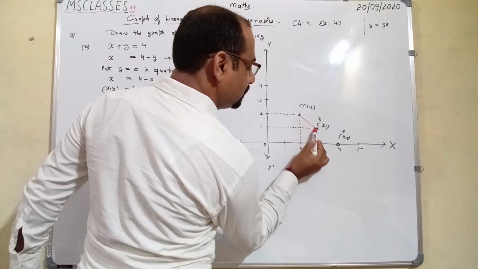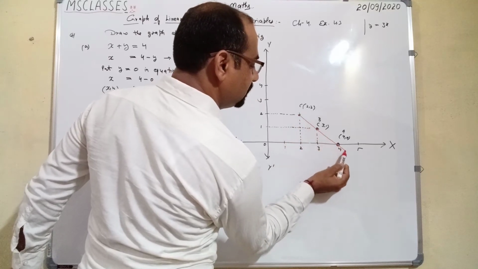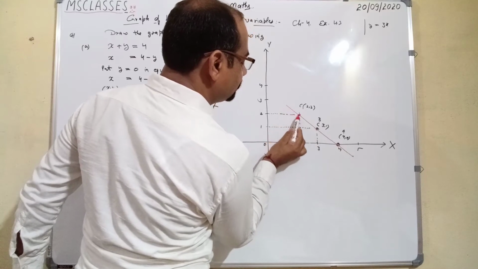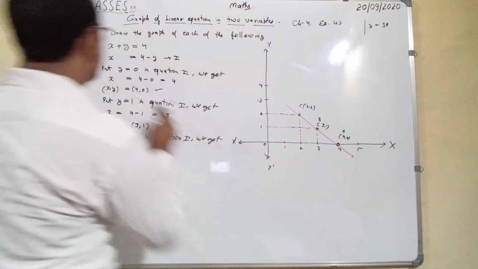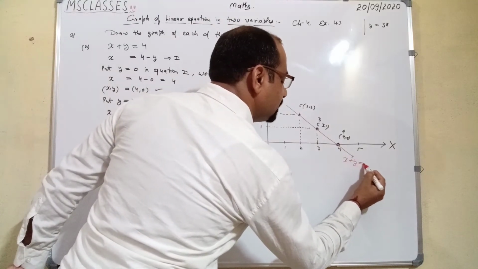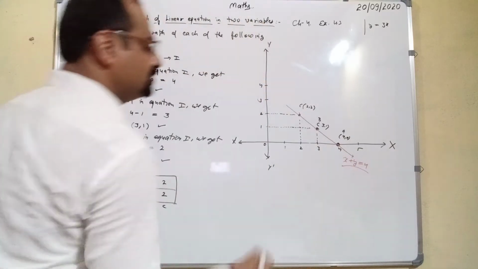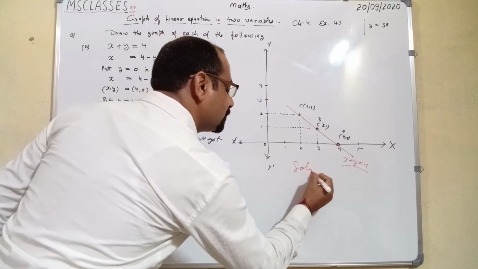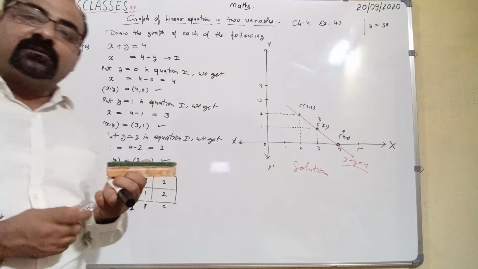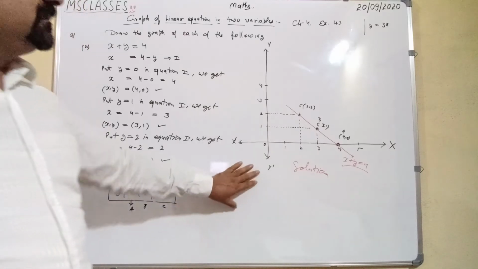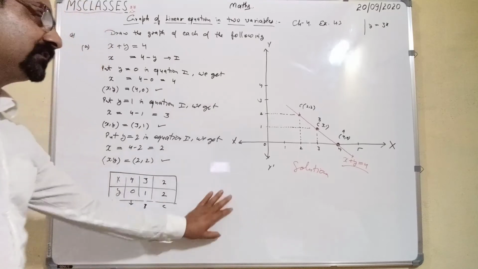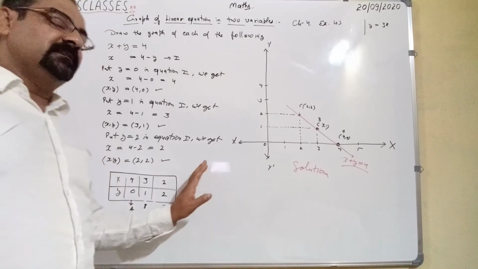So this is your line which passes through these points, and this line is the linear equation x plus y is equal to 4, and this is your solution. Right. So you have to plot the graph like this. This is question number first, exercise 4.3. Very important question. You have to try this type of question.